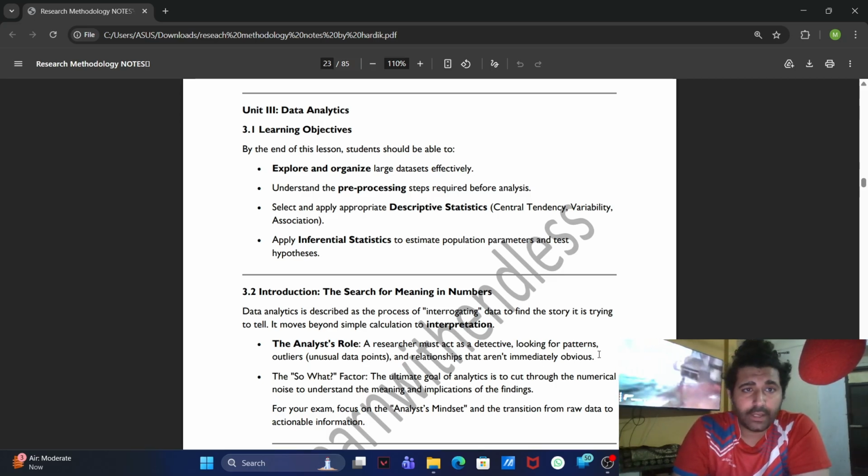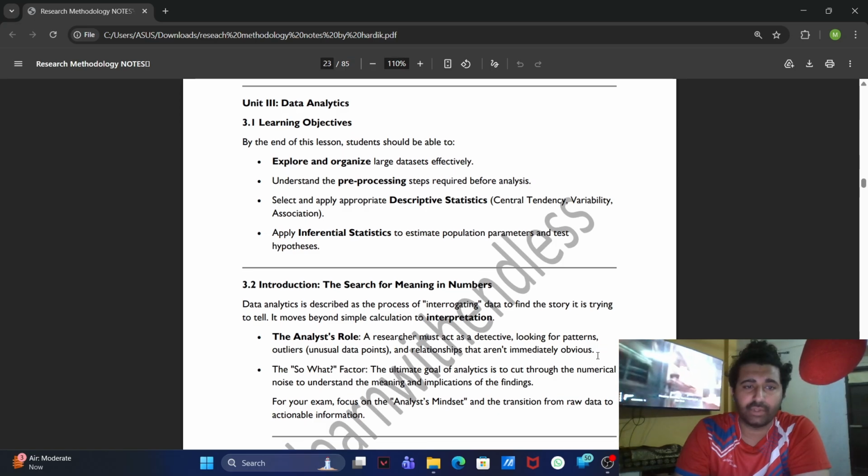Unit 3, Data Analytics. Learning Objectives. By the end of this lesson, students should be able to explore and organize large data sets effectively, understand the pre-processing steps required before analysis, select and apply appropriate descriptive statistics, central tendency, variability, and dispersion, and apply inferential statistics to estimate population parameters and test hypotheses.